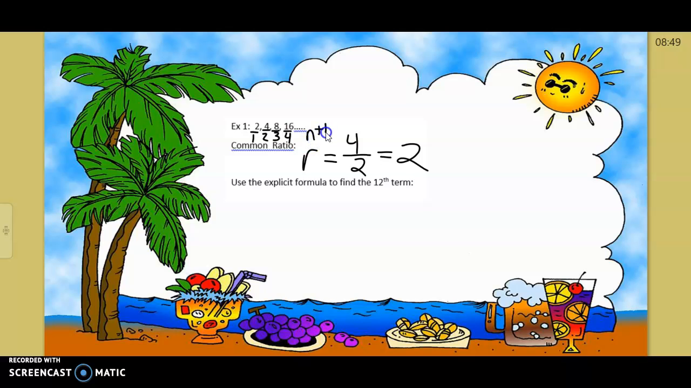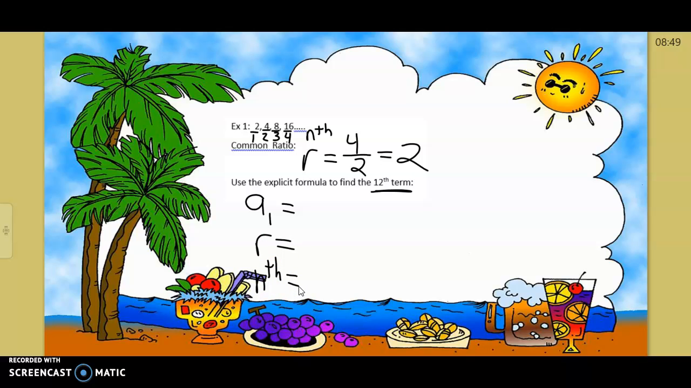And then again, if we're going to look for some number in the future, we call that the nth number. So some number way down the road. And in this case, let's talk about the 12th term. So let's use the explicit formula, the one that's on the top of your notes, to find the 12th term. Now before we do that, let's make a list of the things that we need to have in order to figure this out. So we need the first term, the R value, and the nth number.